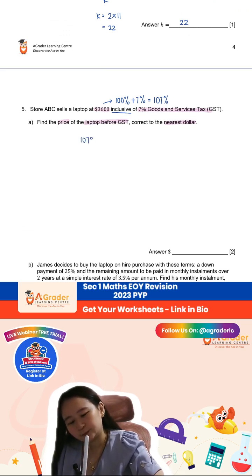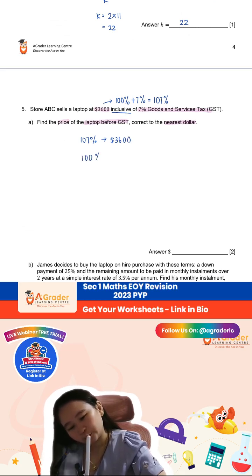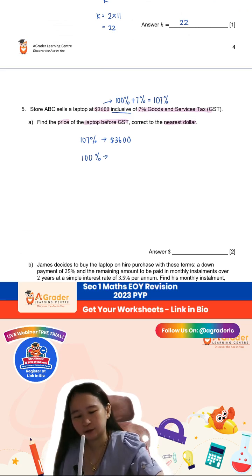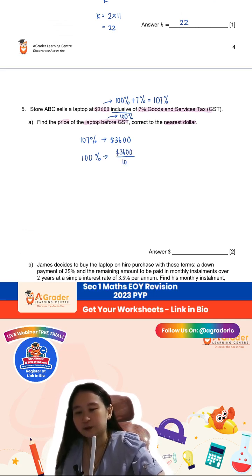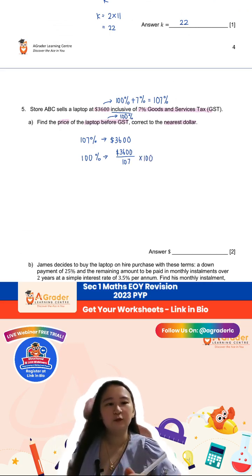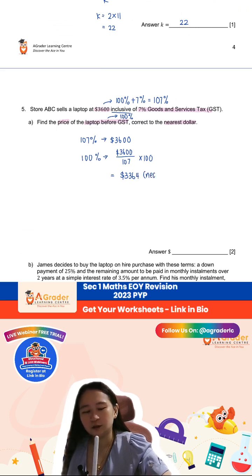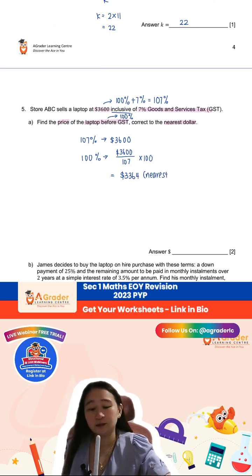107% is 3,600. When we are finding the price before GST, it is always the 100%. So we do 3,600 divided by 107 times 100. Yep, don't forget to multiply by 100. So when rounded off to the nearest dollar, you get 3,364. Yes, I see a lot of correct answers. Well done.